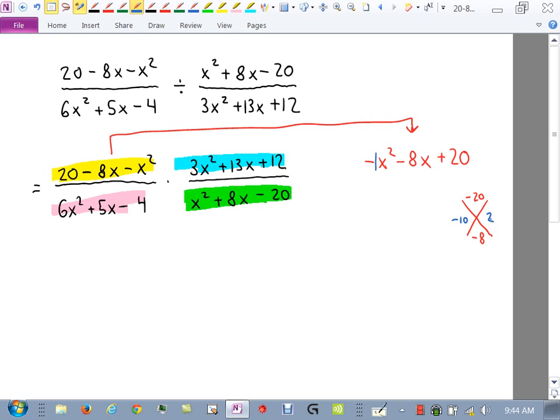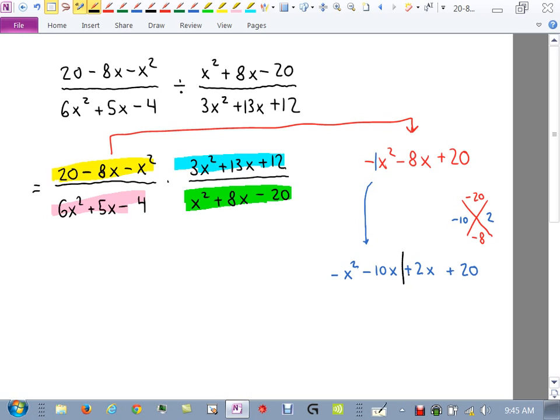Now let's be real careful. We're going to do that grouping technique. So what I'm going to do is write the first term and the last term, right? The first term is still negative x squared. The last term is still a positive 20. And then in the middle, I go negative 10x, I go positive 2x. And then I split it and I do my grouping, right?